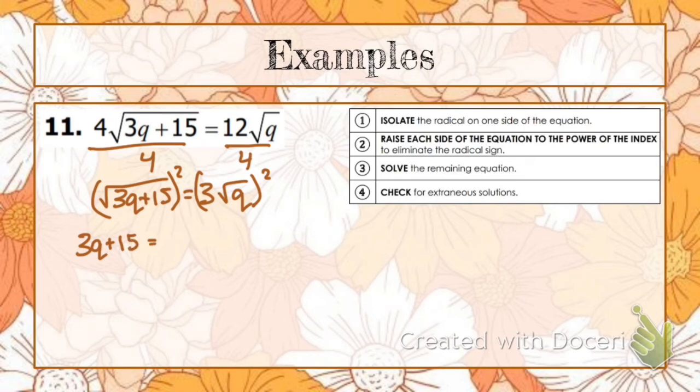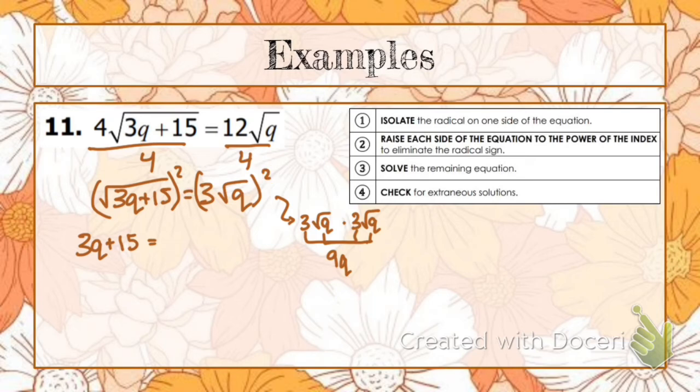But on the right side, we also have to square this 3 square root of q, because when you square something, you get 3 square root of q times 3 square root of q. So you have to multiply the 3's to get 9 and multiply the square roots of q to get q. And so when you square things that are multiplied together, you kind of do distribute the exponent.